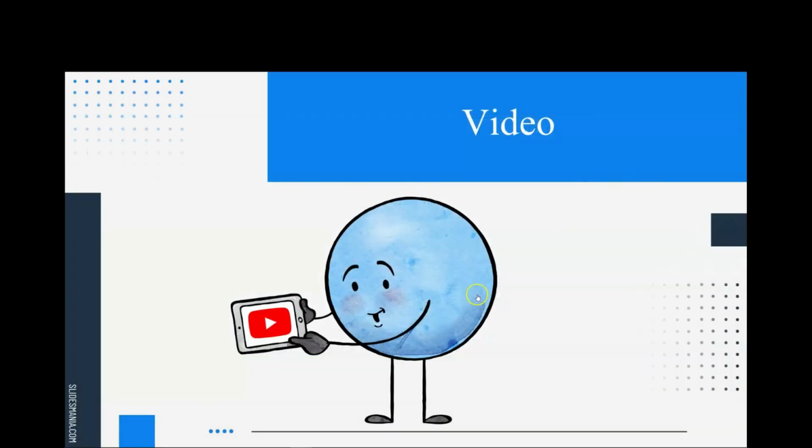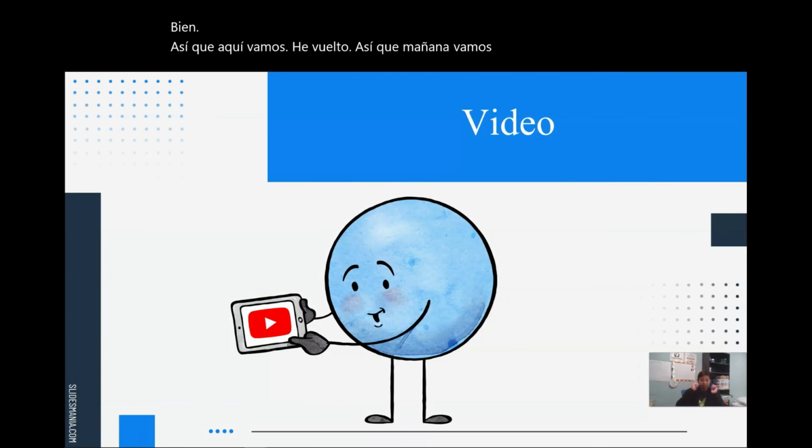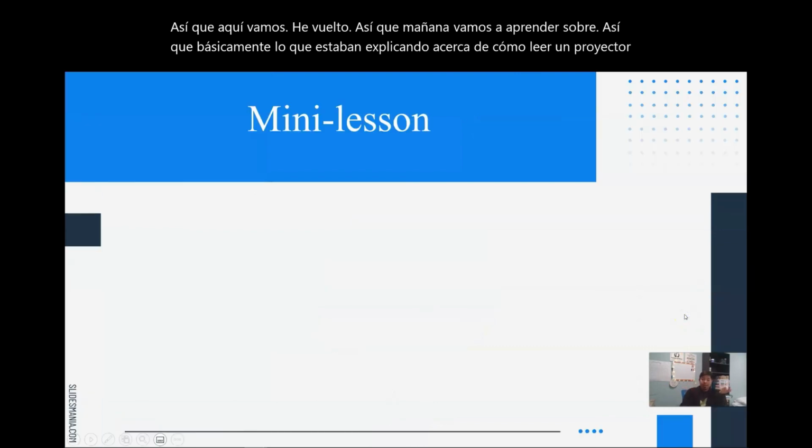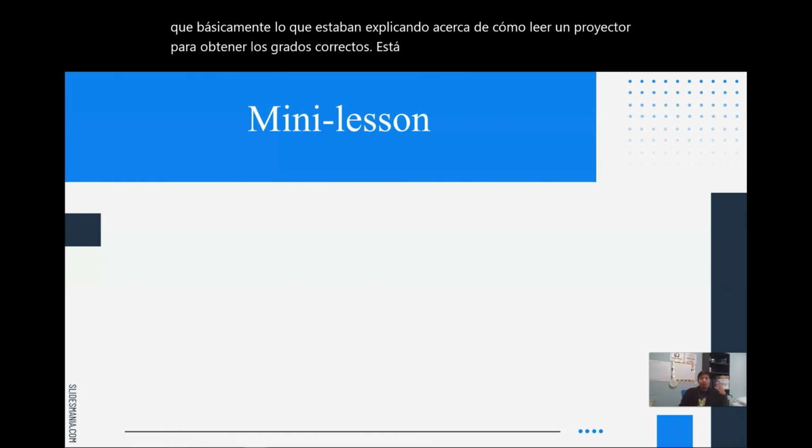Let's try one last... Alrighty, so here we go. I'm back. So tomorrow we're gonna be learning about what they were explaining about how to read a protractor to get the correct degrees, okay? And then if the angle isn't lined up correctly, I'm gonna show you how to do that too, okay?